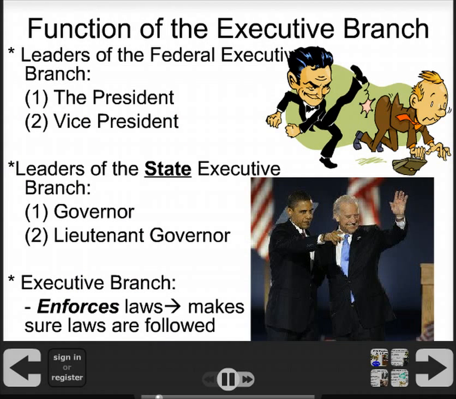Just like the legislative branch, the executive branch has two levels, federal and state. The federal executive branch is headed by the president. The state executive branch is led by the governor. The executive branch has one main purpose, to enforce the laws. An easy way to remember this is executive starts with an E and enforce starts with an E.